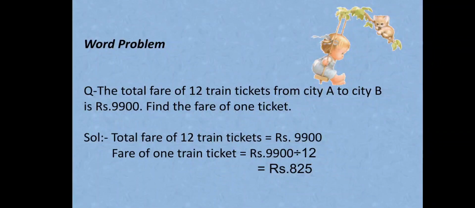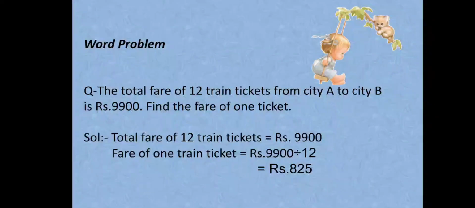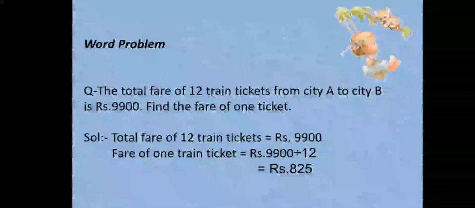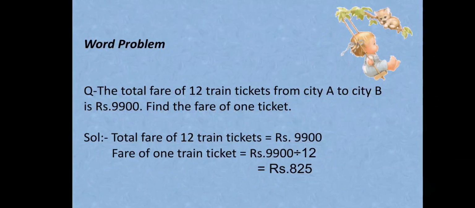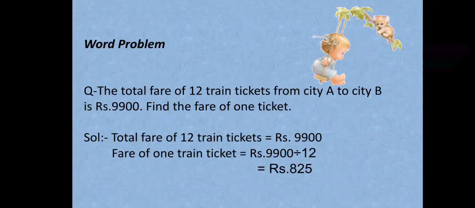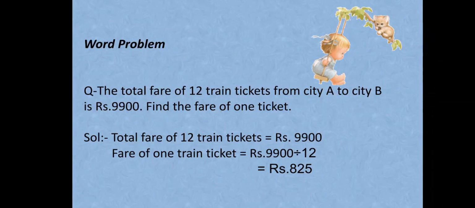So our first statement is total fare of 12 train tickets equal to rupees 9,900. Fare of one train ticket equal to rupees 9,900 divided by 12, equal to rupees 825. Therefore, the fare of one ticket is 825.